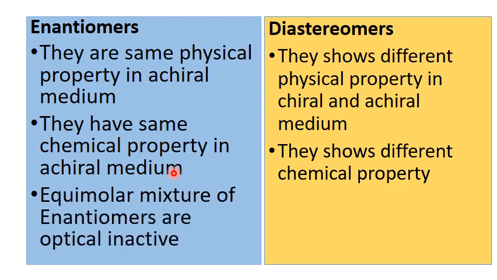An equimolar mixture of enantiomers is optically inactive. Equimolar mixture of D isomer and L isomer: you take equal concentrations, mix them with each other, and they will be optically inactive. Such a mixture is called a racemic mixture. We'll discuss it later. So an equimolar mixture of the enantiomers is optically inactive.